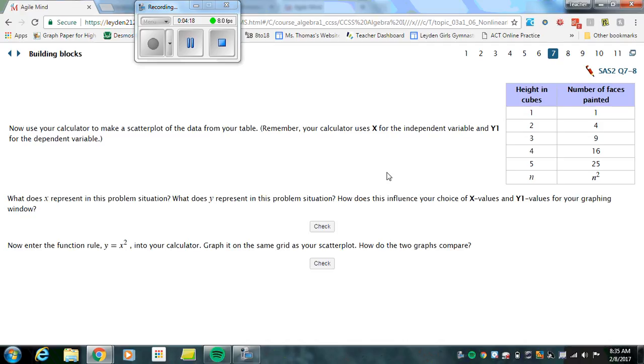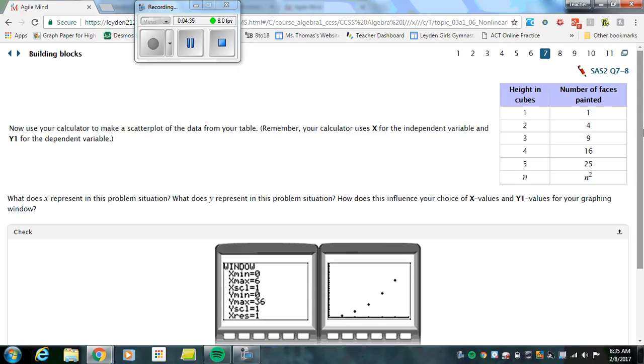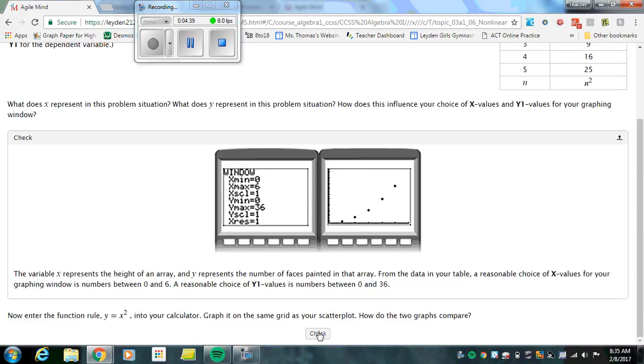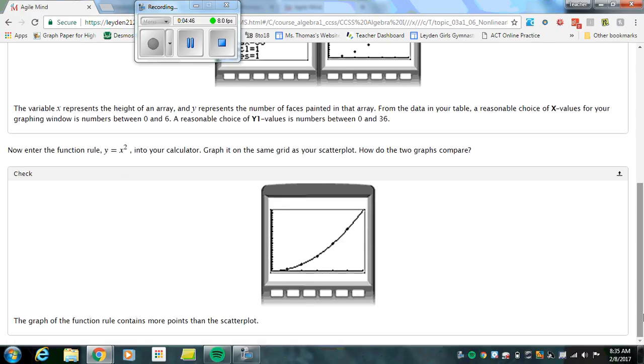So what does x represent? X always represents the first in the table, which is height in cubes. Y always represents the second in the table, which is number of faces painted. So this is what the scatter plot looks like in your calculator. And this is what it looks like when I type in y equals x squared, so an equation, over the scatter plot. Notice that the line goes through those points.